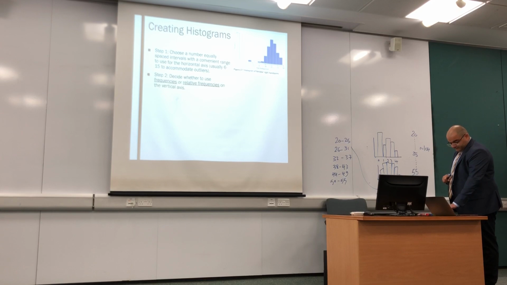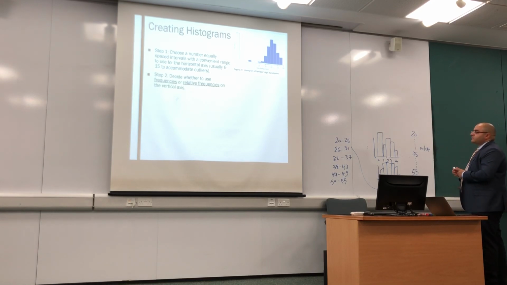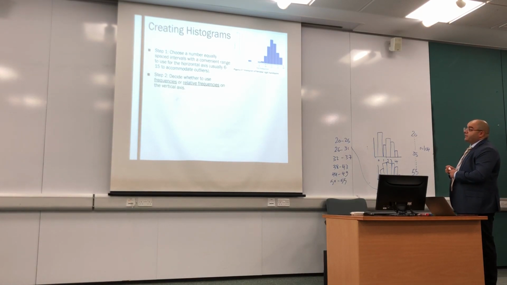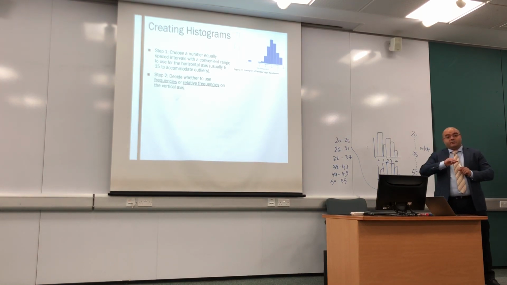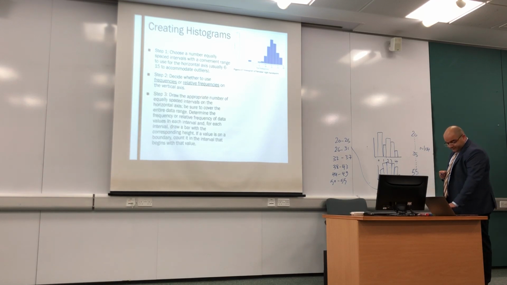These are frequencies or relative frequencies. We can put the frequency, which is already the count, and we can also make the relative frequency. So it's the same concept as a bar chart. Then draw an appropriate number of equally spaced intervals on the axis and determine the frequency from the frequency data. Do it as I showed here.